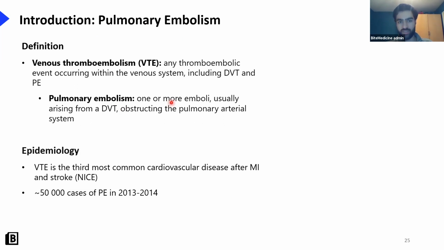What is a pulmonary embolism? Well, it's an embolus to the lungs. It's an embolus usually arising from a DVT, which obstructs the pulmonary arterial system. It's the 3rd most common cardiovascular disease after MI and stroke, and approximately 50,000 cases of PE in 2013 and 14. Very common.